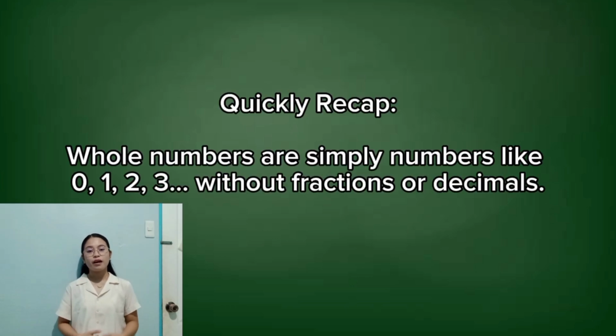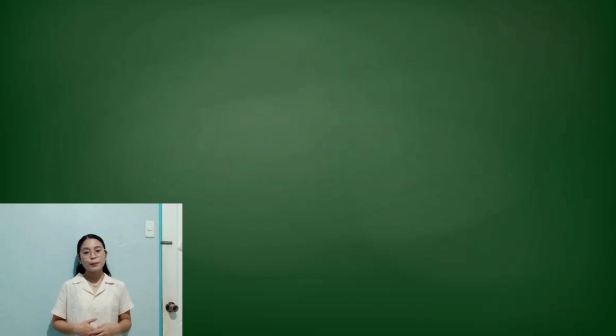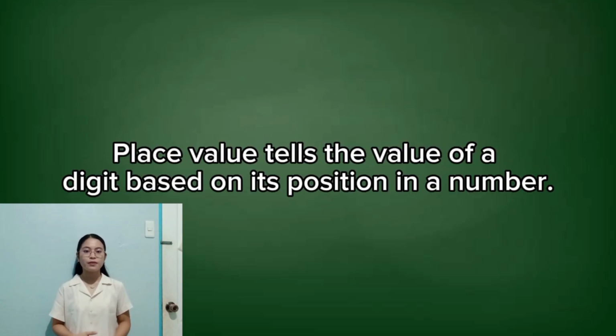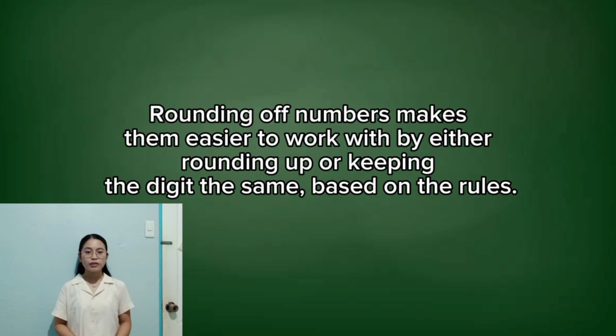And that's it. Let's quickly recap. Whole numbers are simply numbers like 0, 1, 2, 3, and so on, without fractions or decimals. Place value tells us the value of a digit based on its position in a number. Rounding off numbers makes them easier to work with by either rounding up or keeping the digit the same based on the rules.